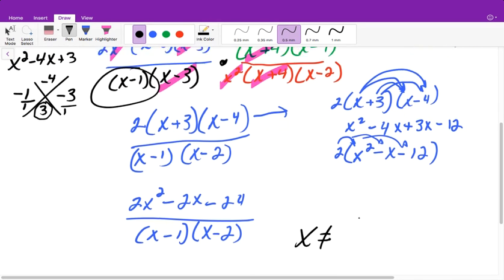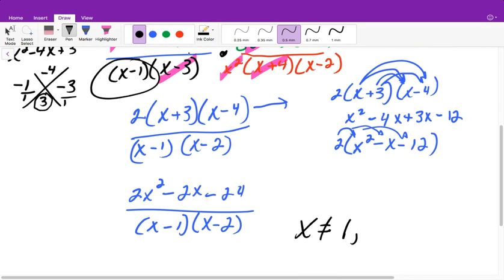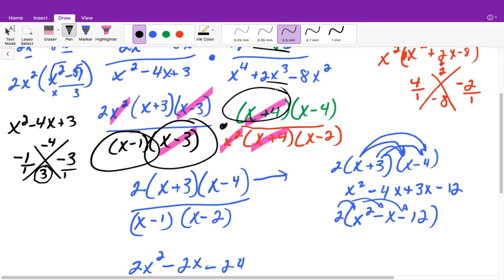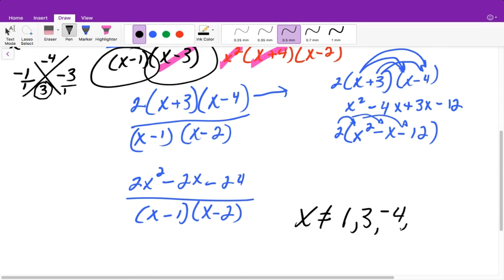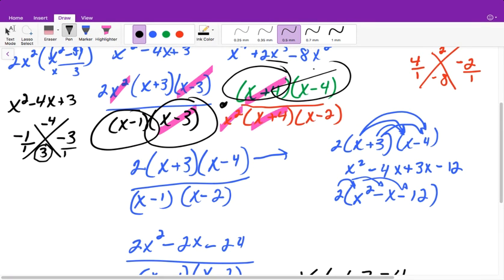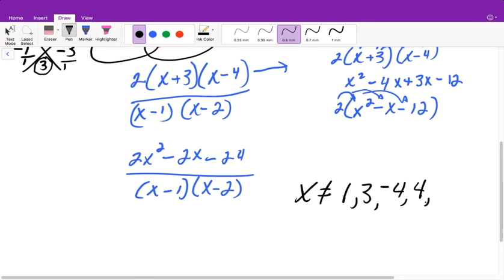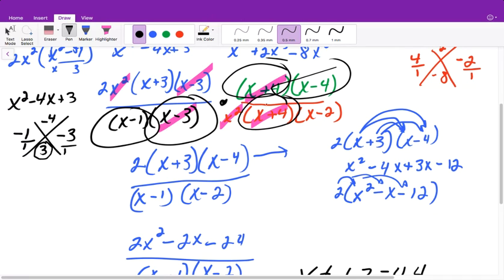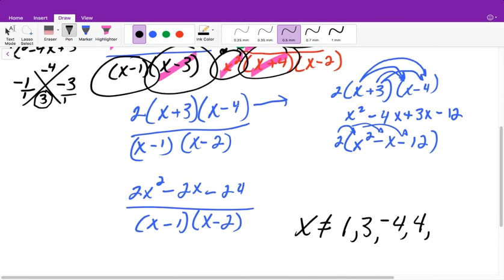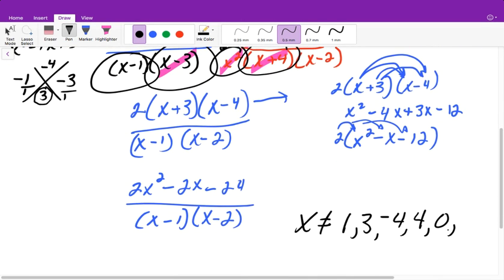x cannot be 1, so x can't be 1. For this one, x can't be 3. For this one, x can't be -4. For this one, x can't be 4. We already said this one here, so we don't have to say it again. For this one, if it's just an x with nothing being added or subtracted, it can't be 0. And then the last one, it can't be 2. All right, so this is your final answer, and these are your restrictions.